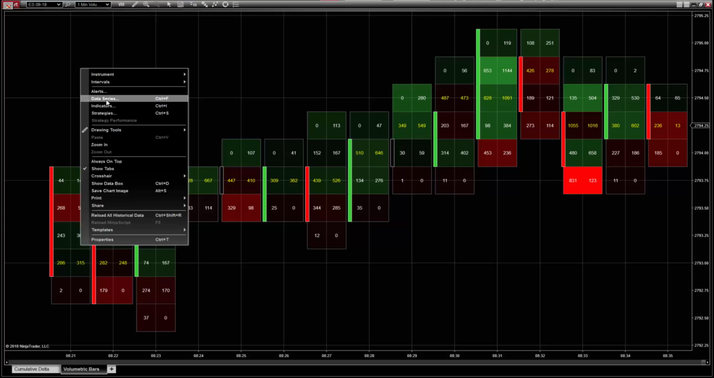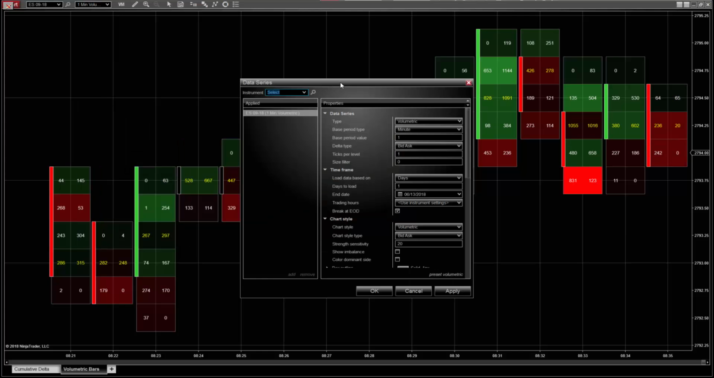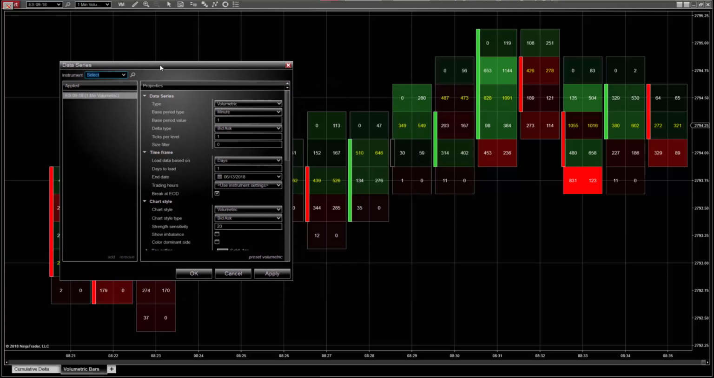So to do this, we'll right click on the chart and select Data Series. And the first thing we can change is the delta type, by which we calculate the cumulative delta. With this set to bid ask, this setting accumulates the volume of orders filled at the bid or less versus ask or more. Orders filled at the ask or more price are considered buying pressure. Orders filled at the bid or less price are considered selling pressure. If the current tick price is between ask and bid, the volume will be recorded at the same pressure as the previous tick.